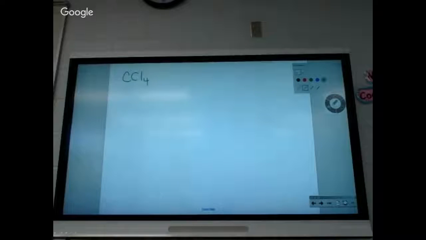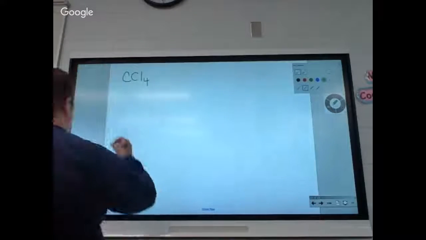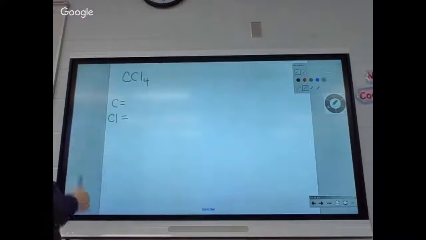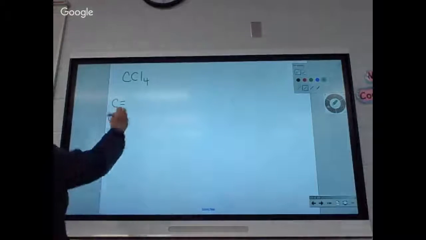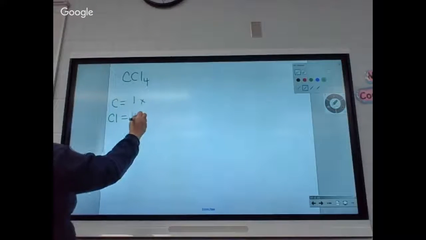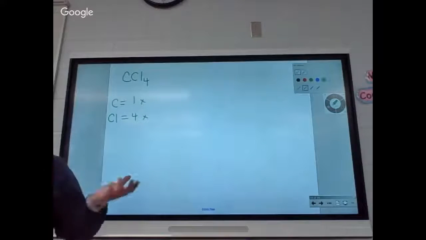Periodic table. We're going to do this the exact same way that we do atomic masses and add up the formula mass. So, how many C's do we have? How many Cl's do we have? Now, instead of looking up their masses, we're going to find their valence electrons. So how many valence electrons does C have?